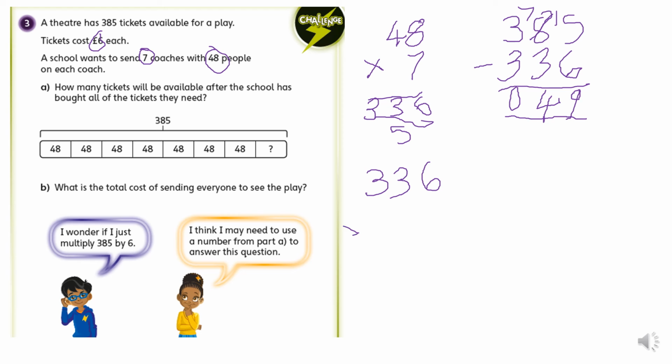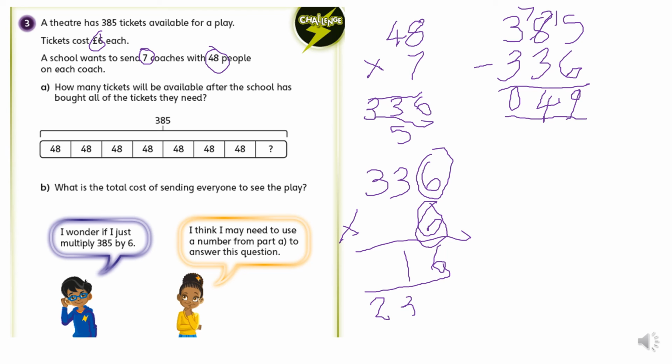336 multiplied by 6, because that's how many people we know are going to see the play, and that's how much each ticket costs. So again, we start at our ones. We have 6 multiplied by 6. 6 sixes are 36. So I have a 6 in my ones column and a 3 in my tens column. Then I'm going to do 6 multiplied by 30. Well, 6 times 3 is 18. So 6 multiplied by 30 is 180. 180 add 30 is 210. So I have 200 in my hundreds column and my 10 in my tens column.